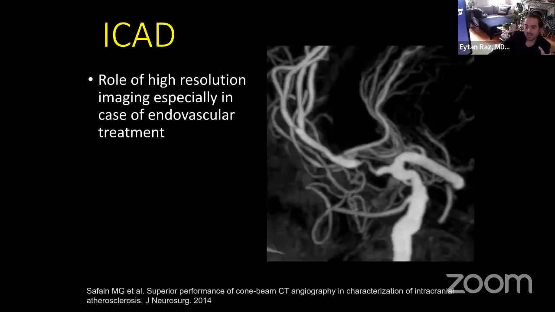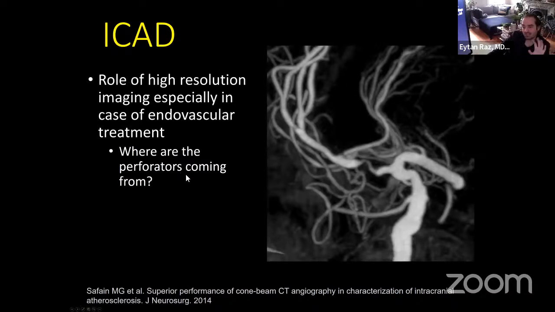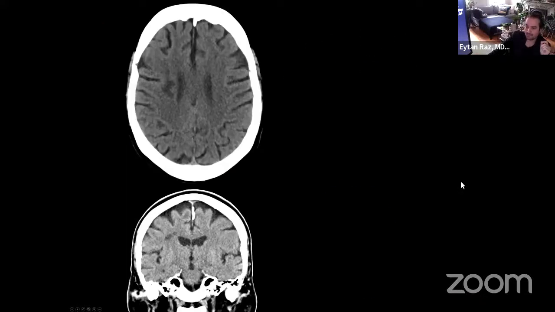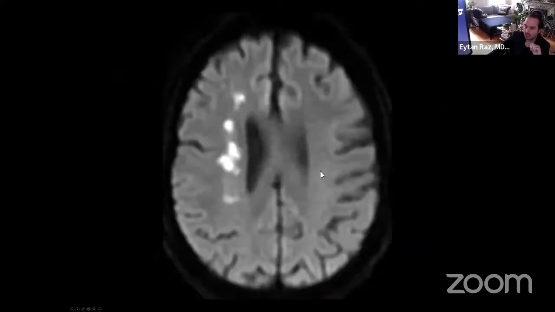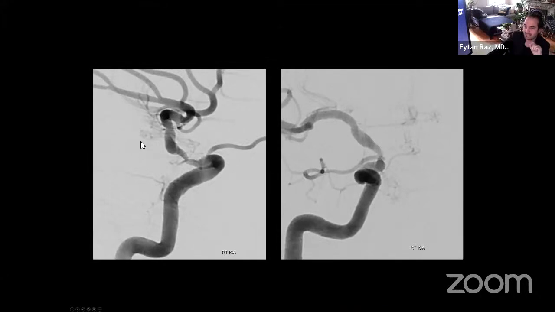ICAD, what's the role of high resolution imaging? Mostly in understanding where the perforators come from, if you want to stent, and what kind of collaterals are present. This is an example of a patient that, after failed medical therapy, we decided to bring for stenting. And these are the 2D images that show this high-grade stenosis of the supraclinoid ICA.